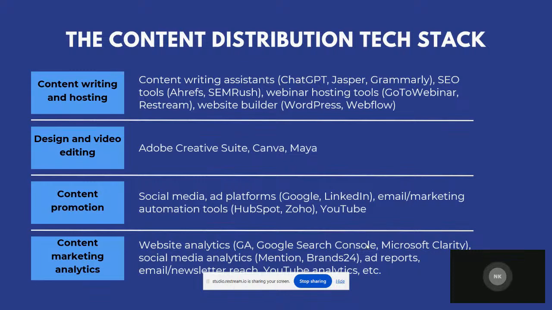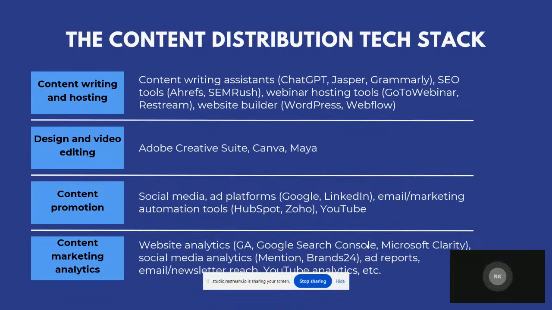Now, the second category is design and video editing. Like I said, for you to distribute content, you need to create content. And when it comes to design, it can be Adobe Creative Suite, it can be Canva. If you have 3D designs to make, it can be Maya. So again, there are plenty of tools that you can use for creative design. Figma is another great example. So the idea is that you need to have something, right? It can be something as simple as Canva or something as advanced as the Adobe Creative Suite.